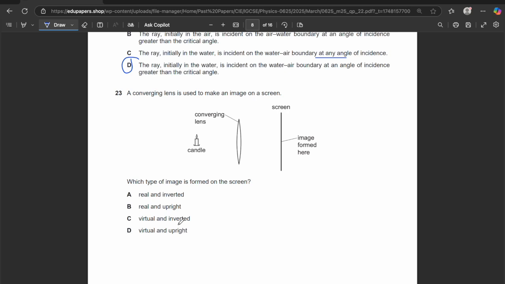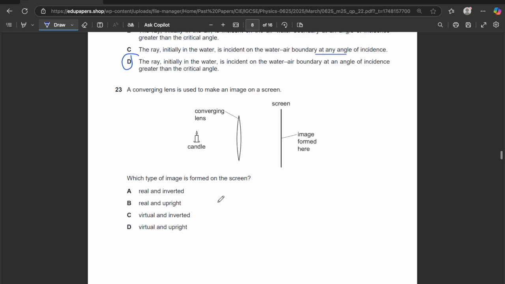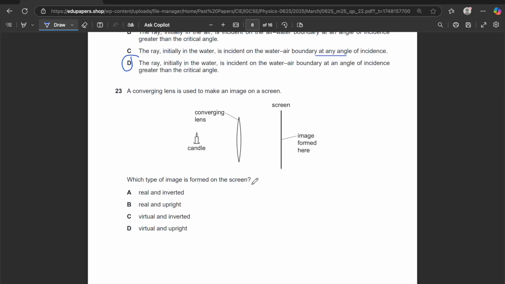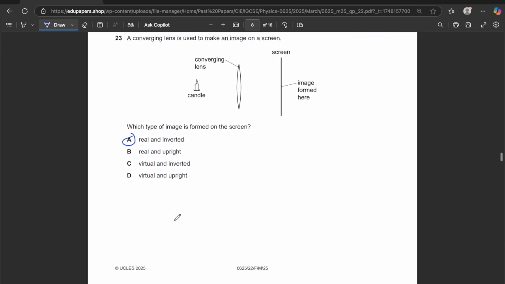23. A convergent lens is used to make an image on the screen. Which type of image is formed on the screen? Because the image can be formed on the screen, it is a real image, and they usually come from convergent lens. Real images are usually inverted. So not usually, almost always. 23, that would be A.